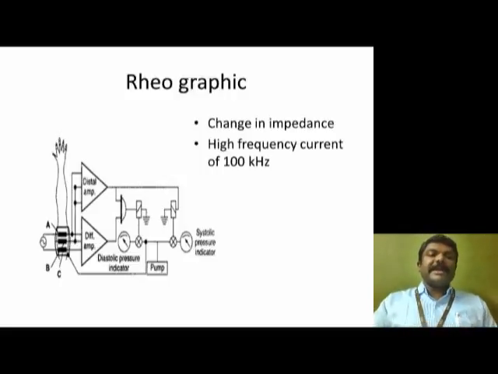So we will be passing a high frequency current of 100 kilohertz through the skin. It's a closed loop, we're making a closed loop. So when there is a change in the resistance, the current flow will be disturbed. So the disturbance in the current flow will be recorded.